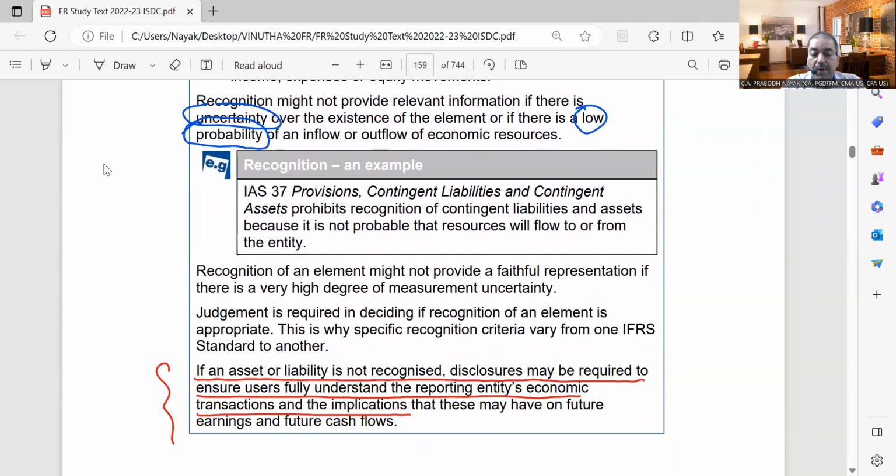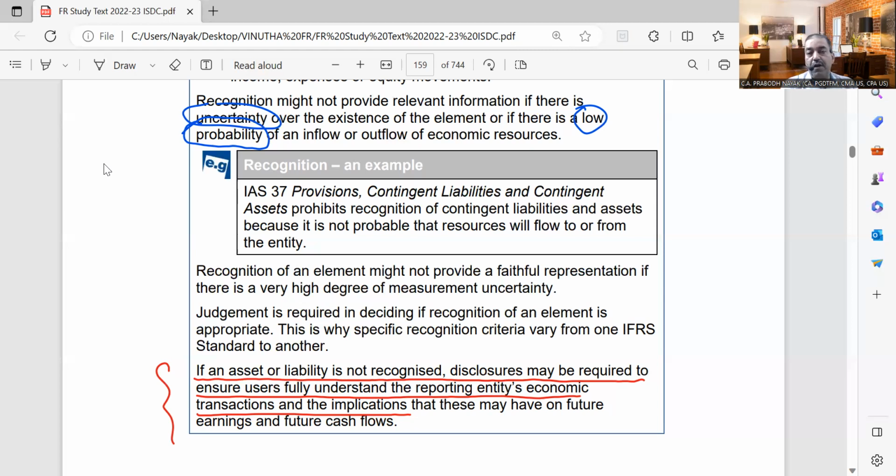Now, a recognition of an element might not provide a faithful representation if there is a very high degree of measurement uncertainty. Judgment is required in deciding if recognition of an element is appropriate or not. This is why specific recognition criteria vary from one IFRS standard to another. Now, the last paragraph is important. If an asset or liability is not recognized in the financial statements, disclosures may be required to ensure users of financial statements fully understand the reporting entity's economic transactions, and the implications that these may have on the future earnings or the future cash flows.